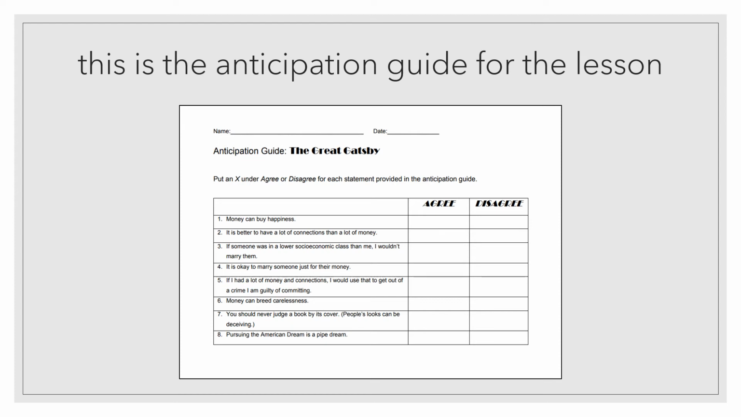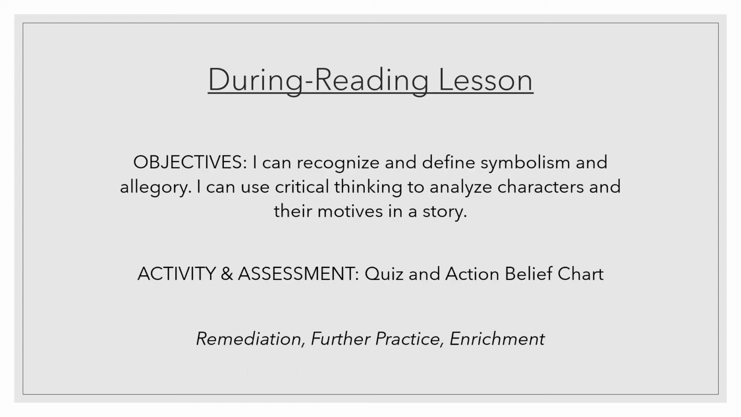This is the anticipation guide for the lesson for The Great Gatsby. The during reading lesson is based off of the Common Core State Standard 9 through 10.3. Analyze how complex characters develop over the course of a text, interact with other characters, and advance the plot or develop the theme. The objectives here are: I can recognize and define symbolism and allegory. I can use critical thinking to analyze characters and their motives in a story.